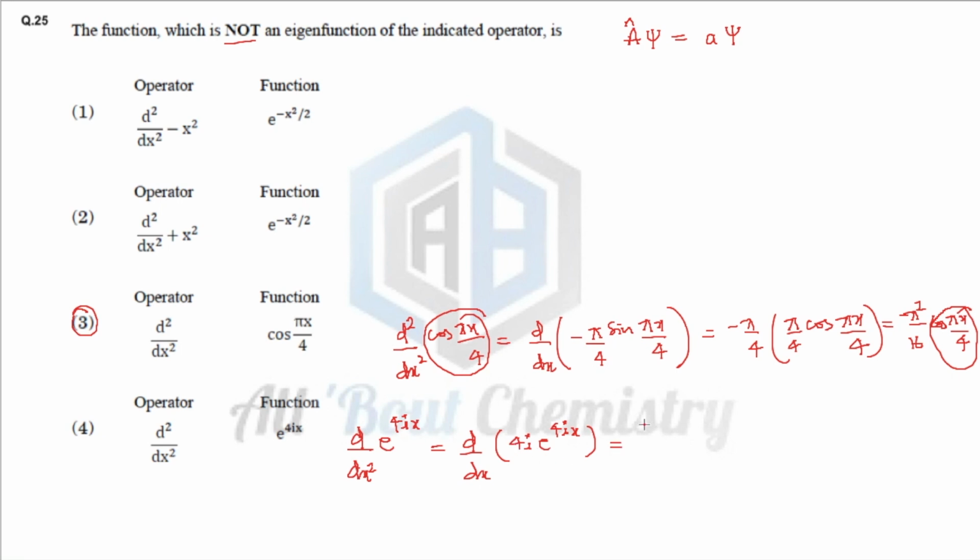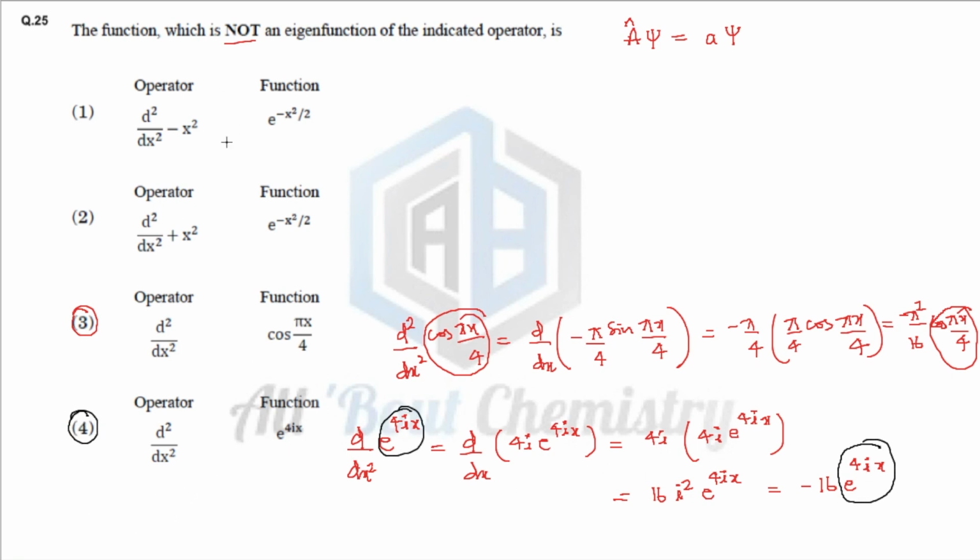Now I can take this 4i outside, and I again have to differentiate this particular part. When I differentiate again, I get 4i e to the power 4ix. This 4i gets multiplied, so you get 16 i square e to the power 4ix. Basically i square can be written as minus 1, so minus 16 e to the power 4ix. So you again got your function back, right? The function from where you started, you got it back. That means this is again an eigenfunction. Now we have to check these two. I'll try to do that in the next slide.